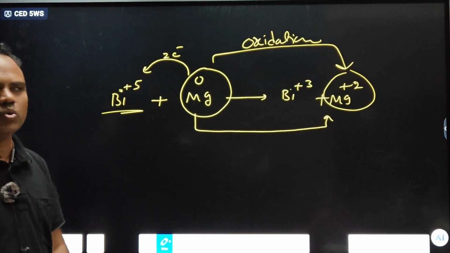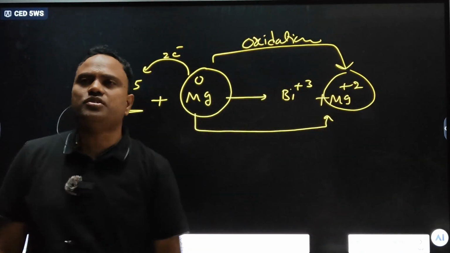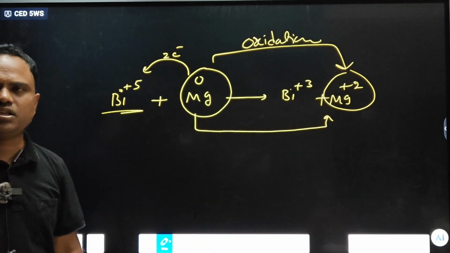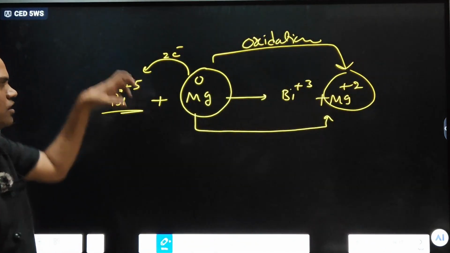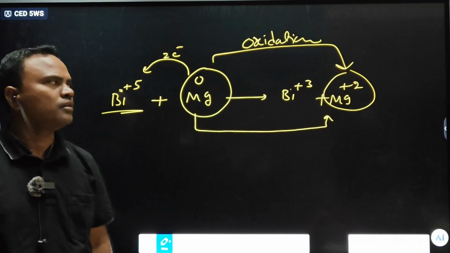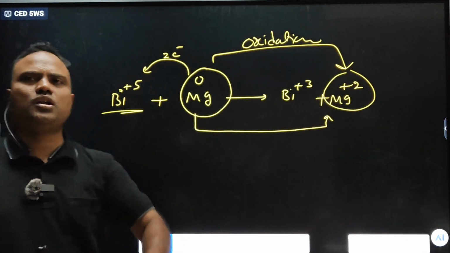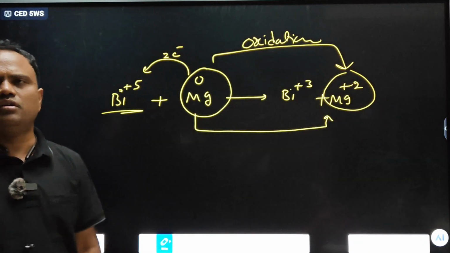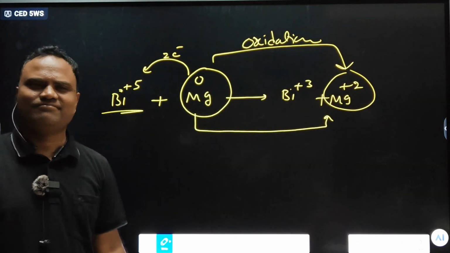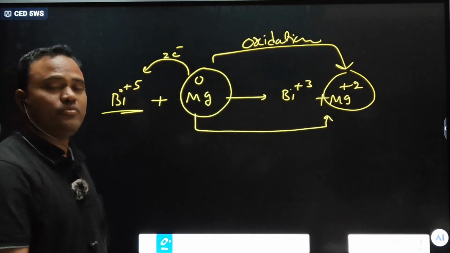Clear? Now why are we calling Bi plus 5 a good oxidizing agent? Because it is oxidizing magnesium, 0 to magnesium plus 2. 0 to plus 2 means oxidation only, right? It is removing electrons, taking electrons. Magnesium is a reducing agent. You know already, the one which undergoes oxidation is a reducing agent. The one which undergoes reduction is an oxidizing agent. Bismuth is undergoing reduction, so it is an oxidizing agent. Got it? But very, very important.